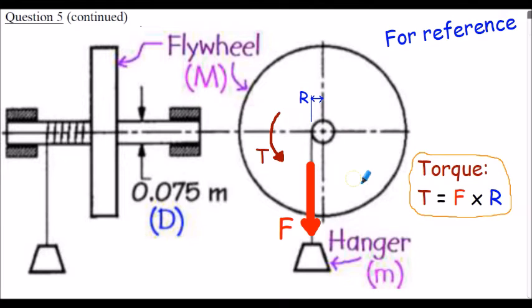Here's another illustration. The force in the cable or the string, which is essentially the weight force on the hanger, F, multiplied by the radius of the shaft, r, calculates the torque applied, T.